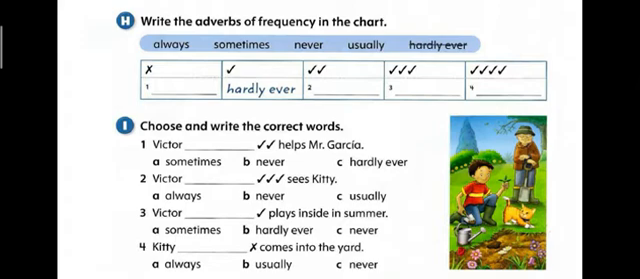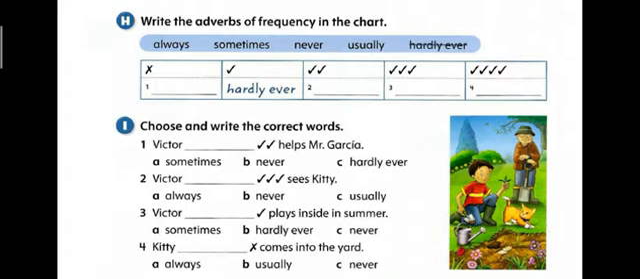Choose and write the correct words according to the number of the checks. Victor helps Mr. Garcia. Yes, that's sometimes. That's correct. Victor sometimes helps Mr. Garcia. Victor sees Kitty. Three checks. That means usually. So Victor usually sees Kitty.